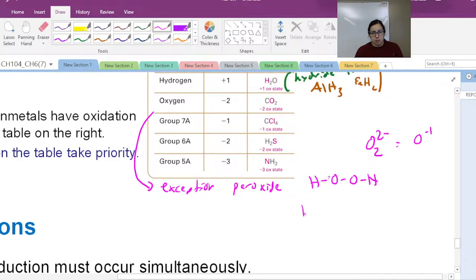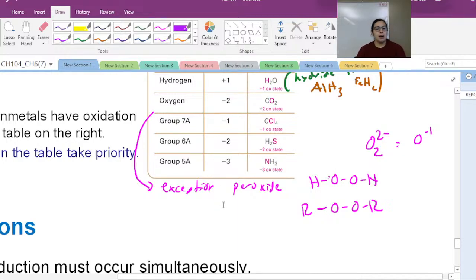The more general form of a peroxide is this. You have two oxygens single bonded together, and then they can be bound to anything else. The R could be a carbon, a hydrogen, or some other atom, so it doesn't matter. As long as you have two oxygens next to each other, single bonded like that, that's a peroxide. Again, each oxygen is -1 in that case, so that's an exception.